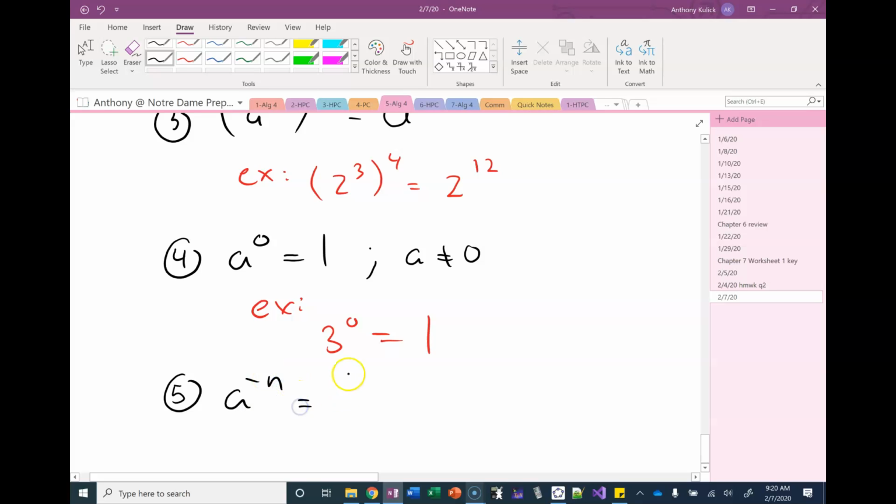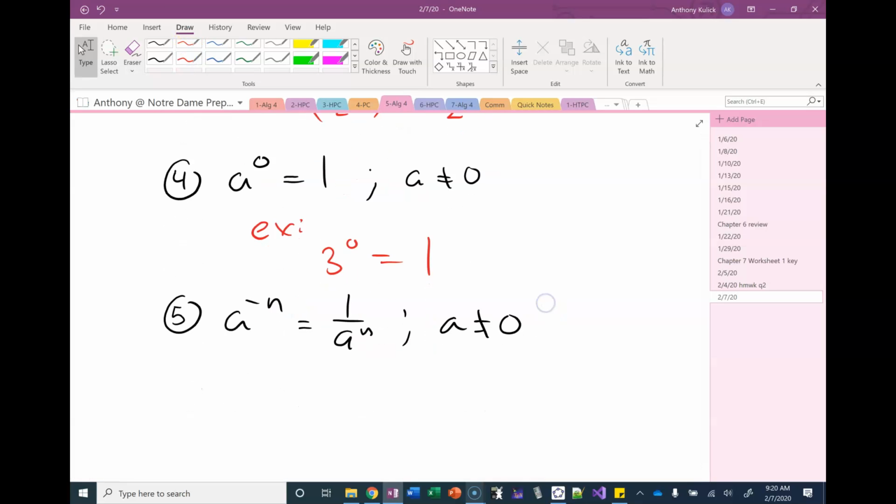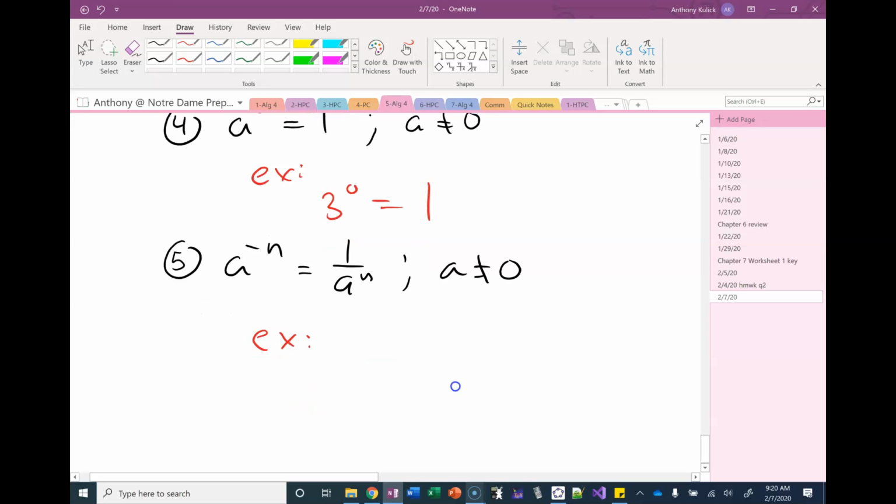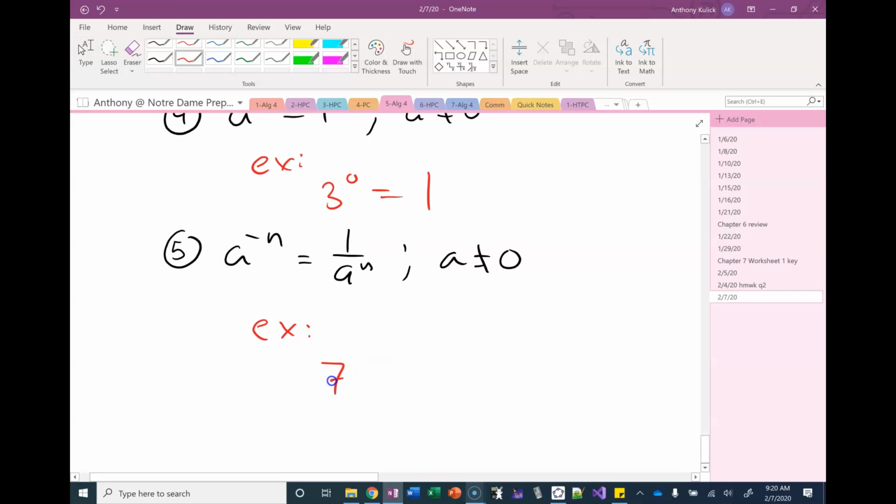A to the negative n is 1 over a to the n, again, provided that a is non-zero. So the negative sign in the exponent just makes the reciprocal. So for example, 7 to the negative 5 is just 1 over 7 to the 5th.